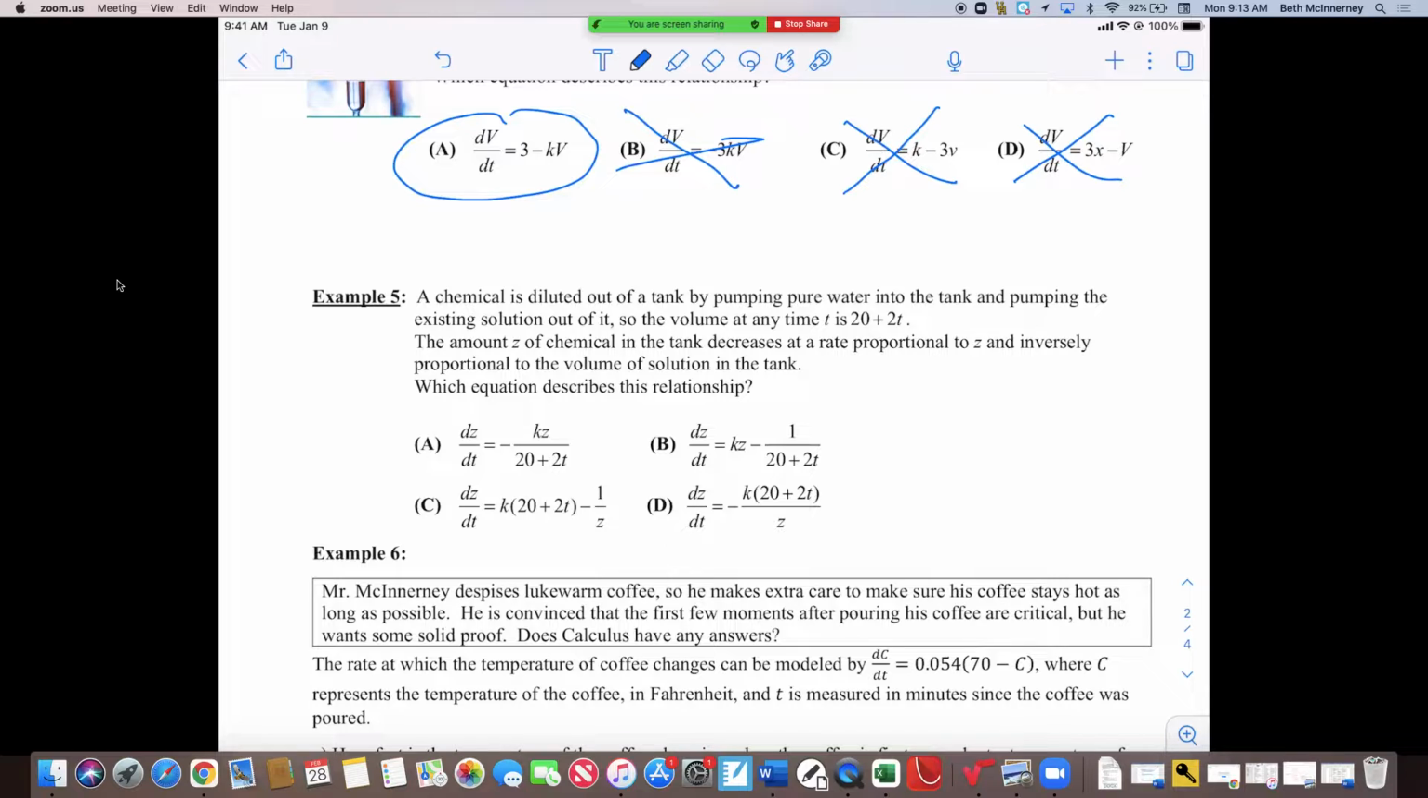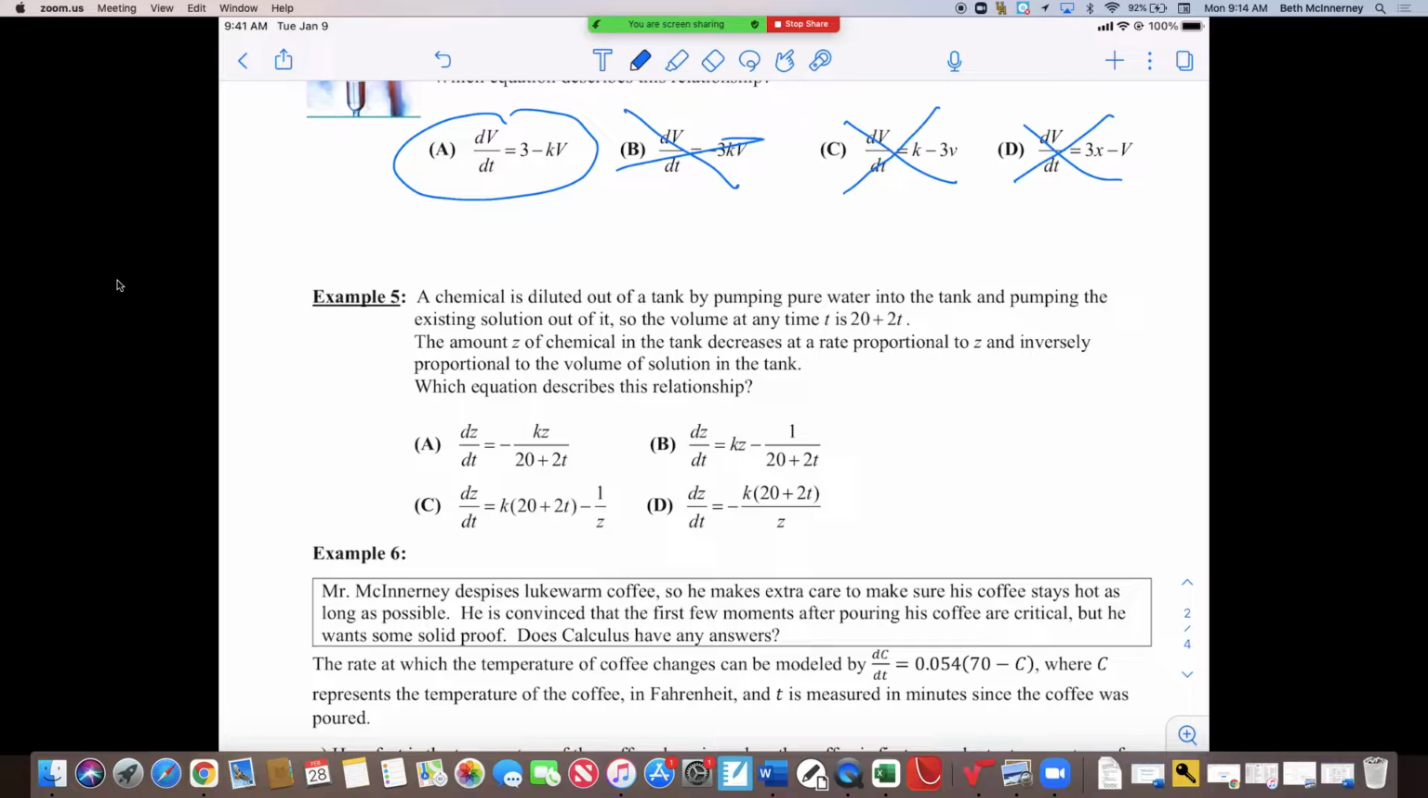Example 5. A chemical is diluted out of a tank by pumping pure water into the tank and pumping the existing solution out of it. So the volume at any time t is 20 plus 2t. The amount Z of chemical in the tank decreases at a rate proportional to Z and inversely proportional to the volume of solution in the tank. So I don't want you to get distracted with this pumping the water in and out, because I've just given you what the volume is, okay? The volume at any time then with all that happening is the 20 plus 2t.